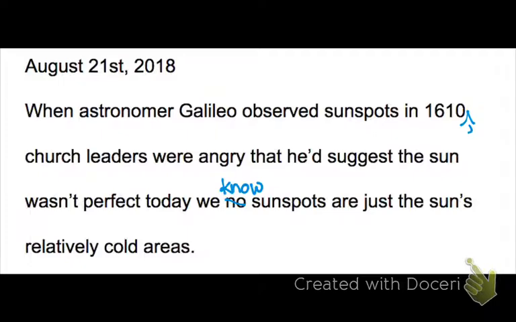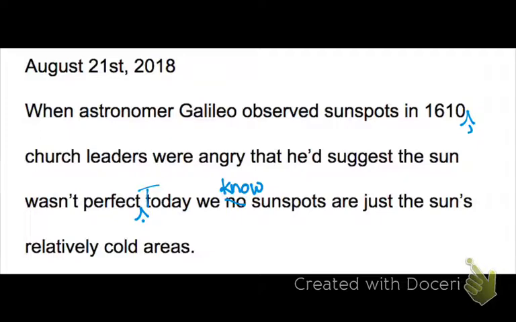Put a period after perfect. And then what do we need to do with today? Capitalize the T. All right. It looks like, is there anything else?